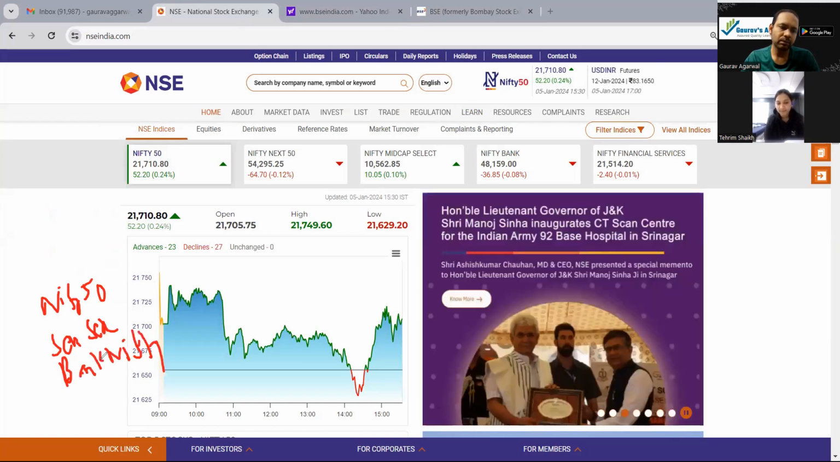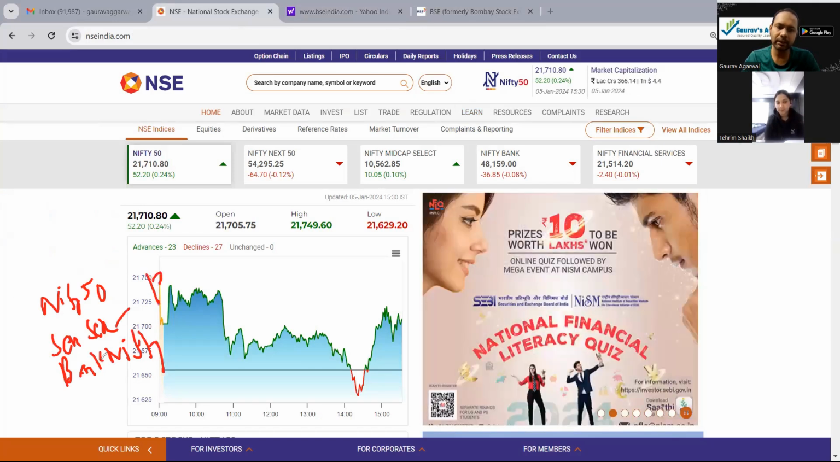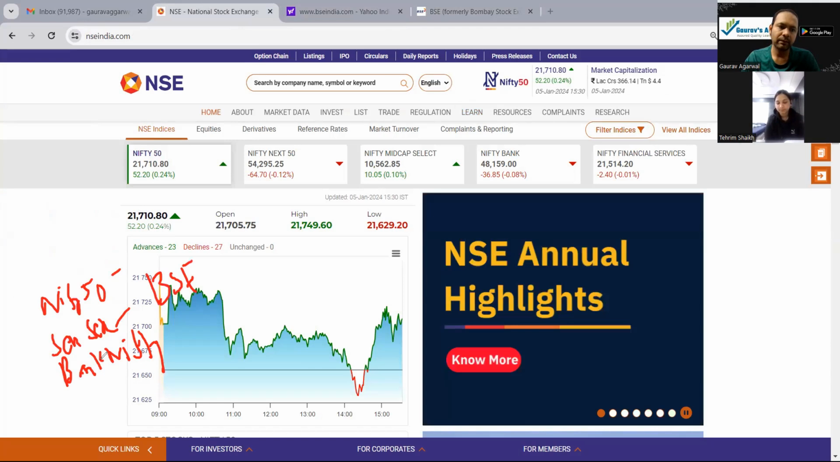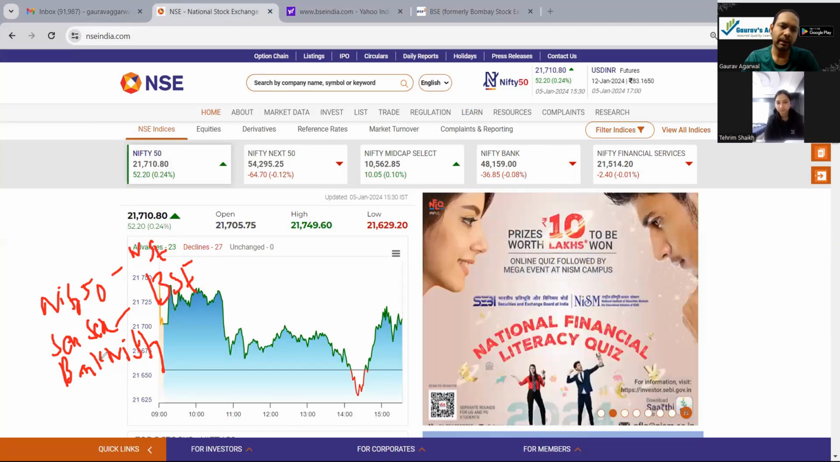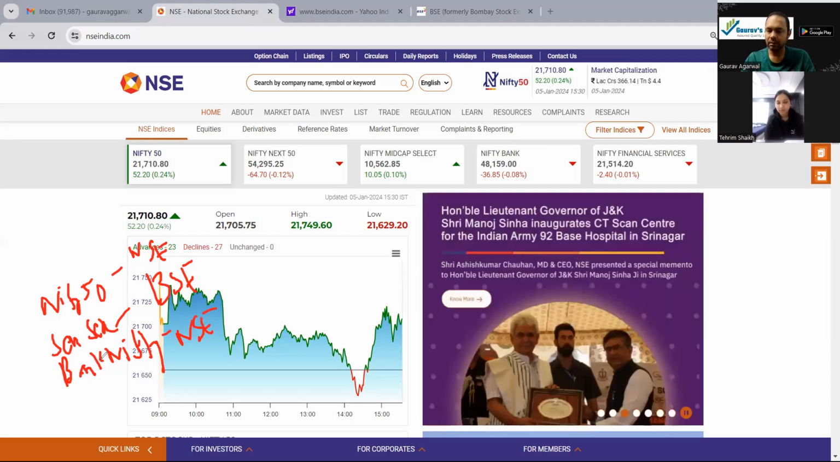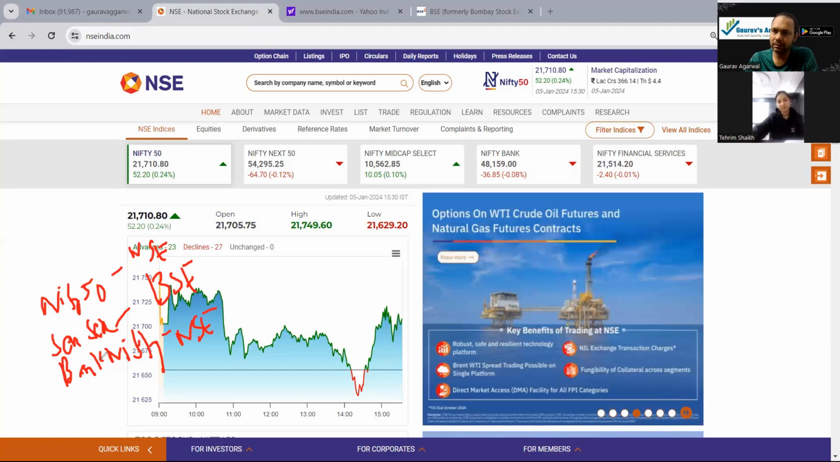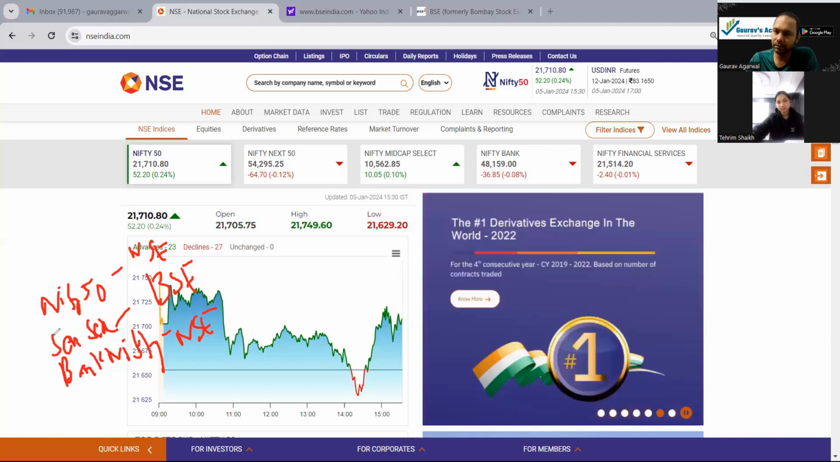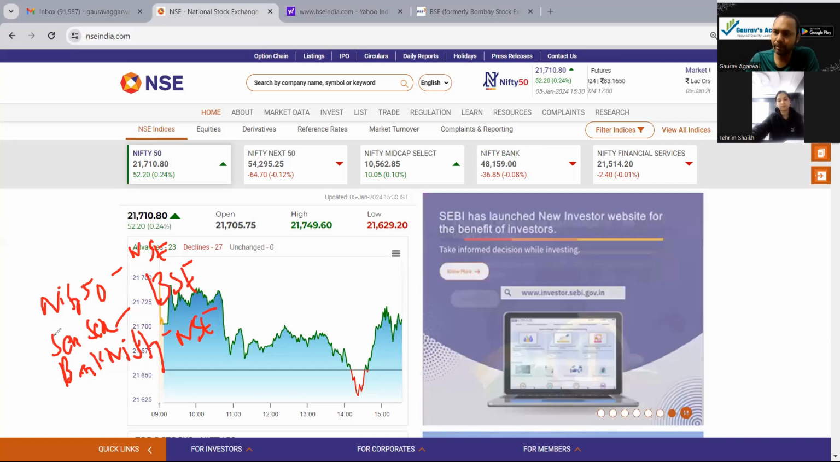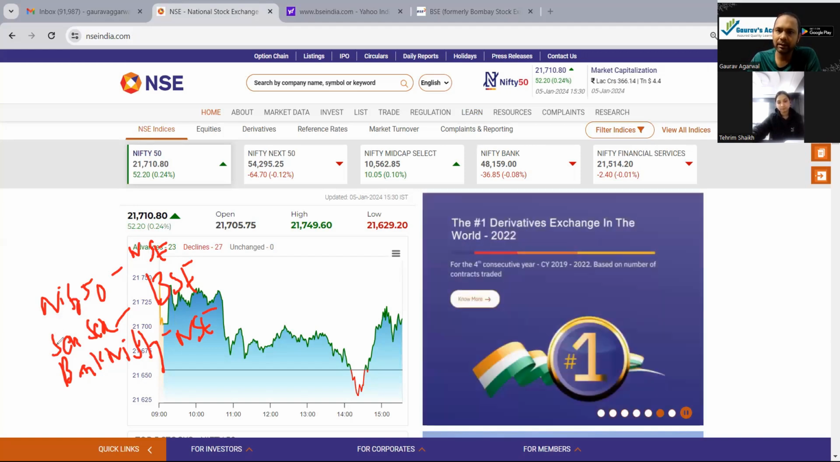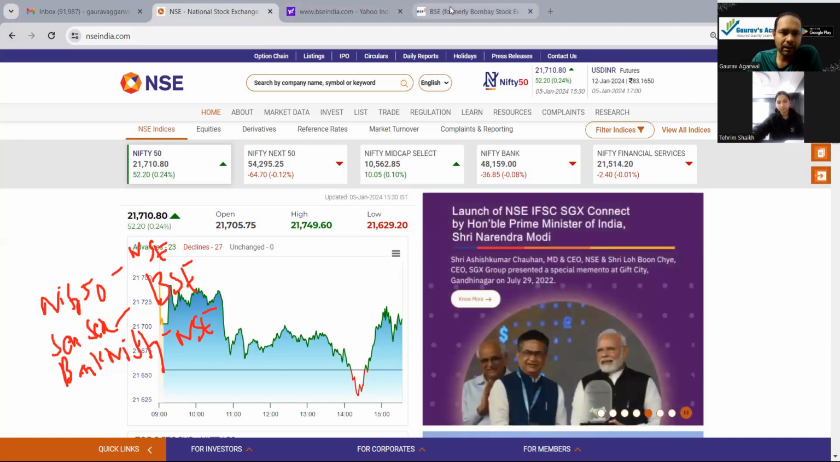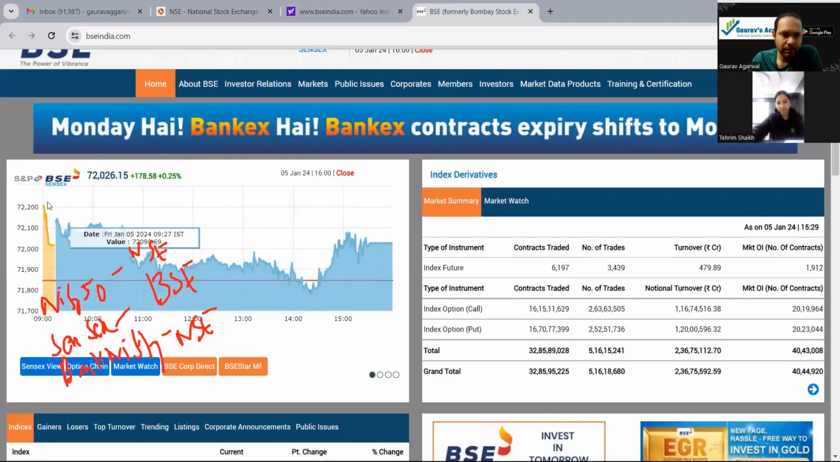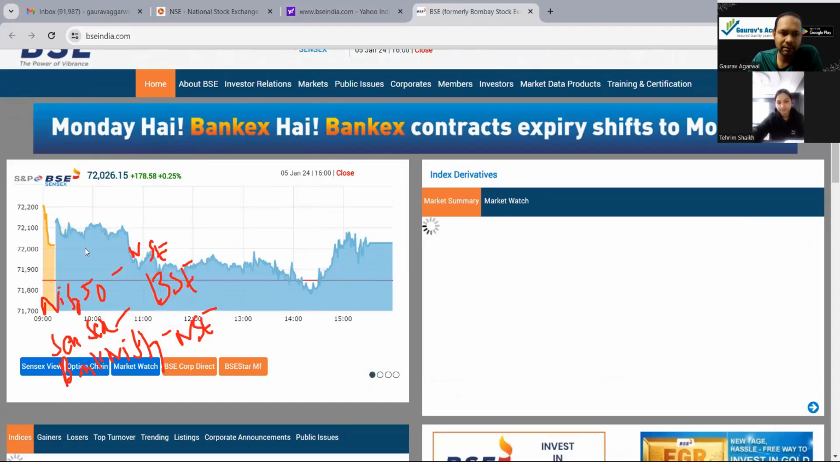So this Sensex index is a part of BSE. Nifty 50 is a part of NSE and Bank Nifty is also a part of NSE. Though they are listed on both the exchanges, primarily when BSE came into picture, Sensex was there on BSE. So for BSE the primary is Sensex, and Sensex is secondary for NSE India, right? If you go to BSE India, you can see here the BSE Sensex, right?